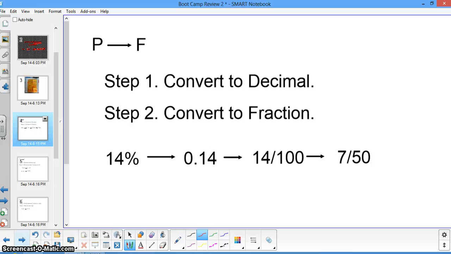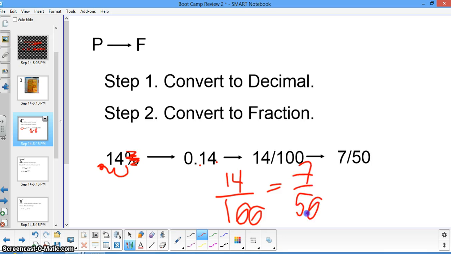So here you have 14%. To convert to a decimal, remove the percent, move the decimal to the left 2 spaces. I started the decimal at the ending number and moved it to the left 2 spaces, and that's how I got decimal 0.14. To convert it to a fraction then, look at where the 4 is. It's in the hundredths place. Tenths, hundredths. So you just simply write 14 over 100, and that can be reduced to 7 over 50.